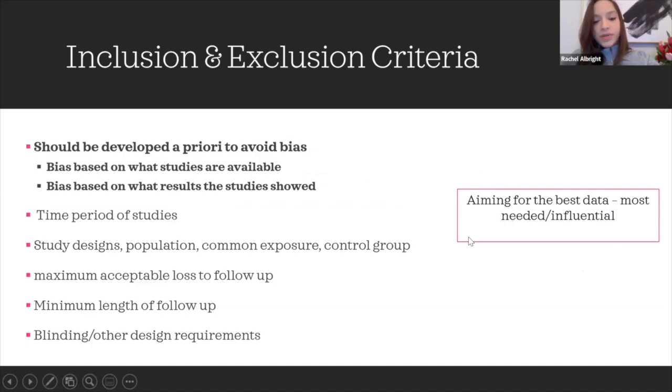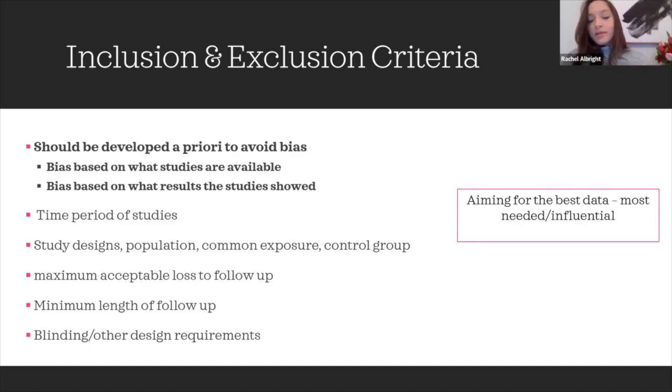So, inclusion and exclusion criteria. This should be done before the search is undertaken, all right? Not after, not during, before. So the research question needs to be done before, and the inclusion and exclusion criteria need to be done before.